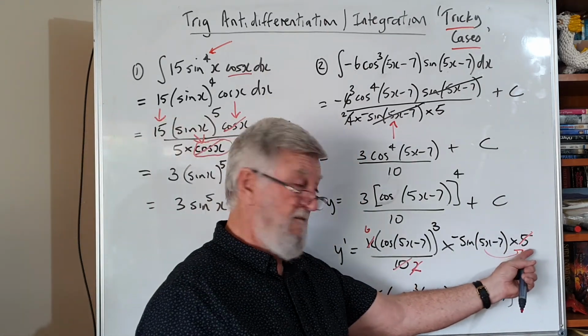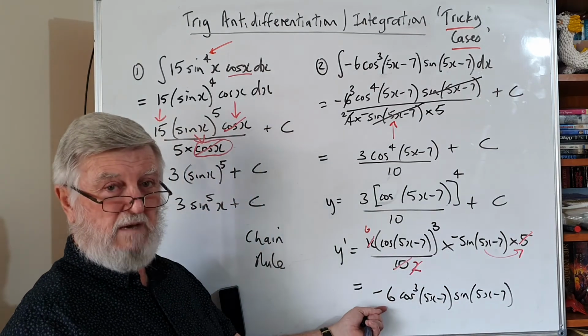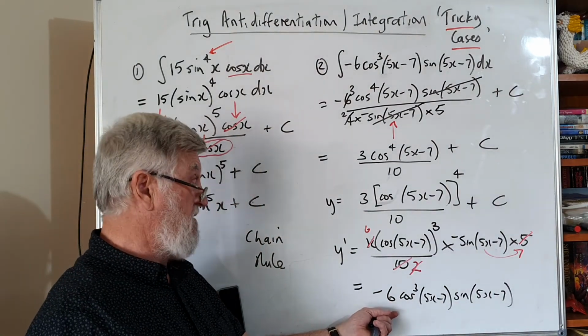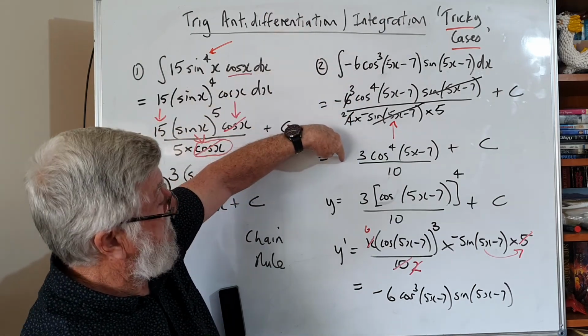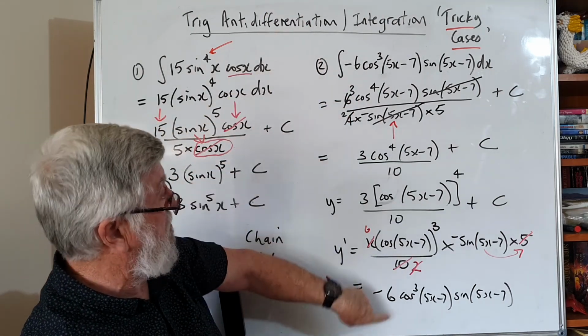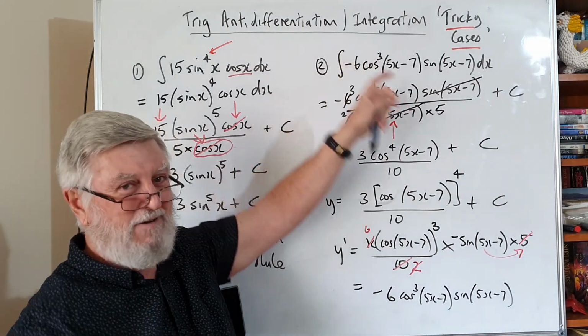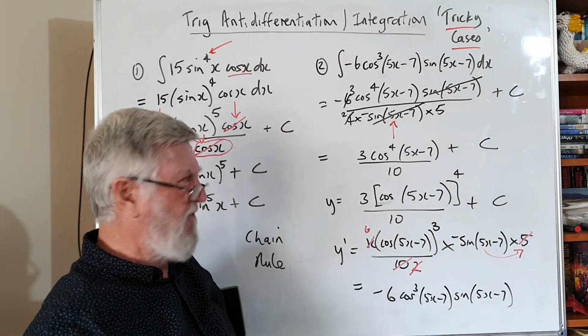By the way, if we didn't have that extra 5, this would not have become a 6, or a negative 6 in this case. So that comes from that. And if I differentiate that, I go back to where I started from up there. So integration and differentiation being the reverse of each other.